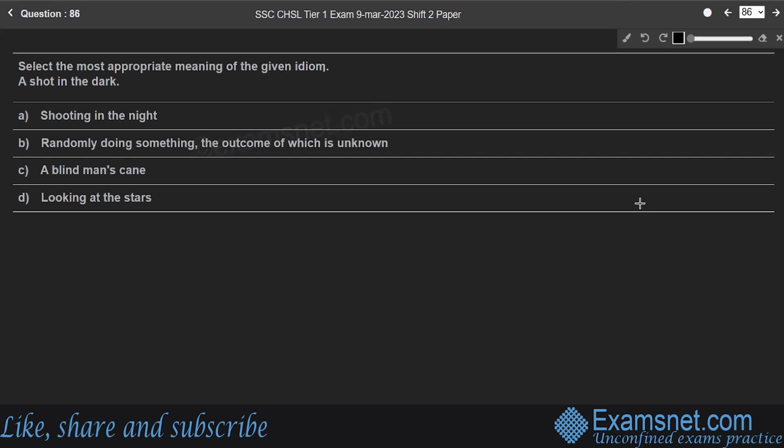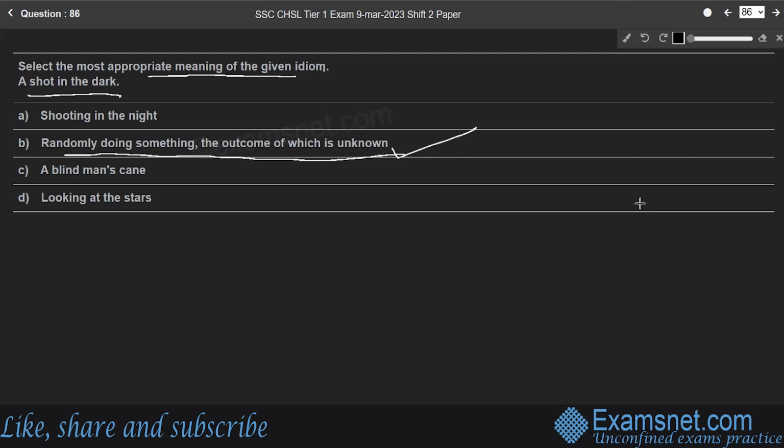Question 86. Select the most appropriate meaning of the given idiom. Here, a shot in the dark. Shot in the dark is often used to describe an action or attempt that is taken without much knowledge or certainty about its success. Therefore, randomly doing something, the outcome of which is unknown, is the right answer, right? It implies a situation where one is making a guess or trying something without any real expectation of achieving the desired outcome. It suggests that the chances of success are very low or uncertain, similar to shooting at a target in the dark without being able to see it clearly.